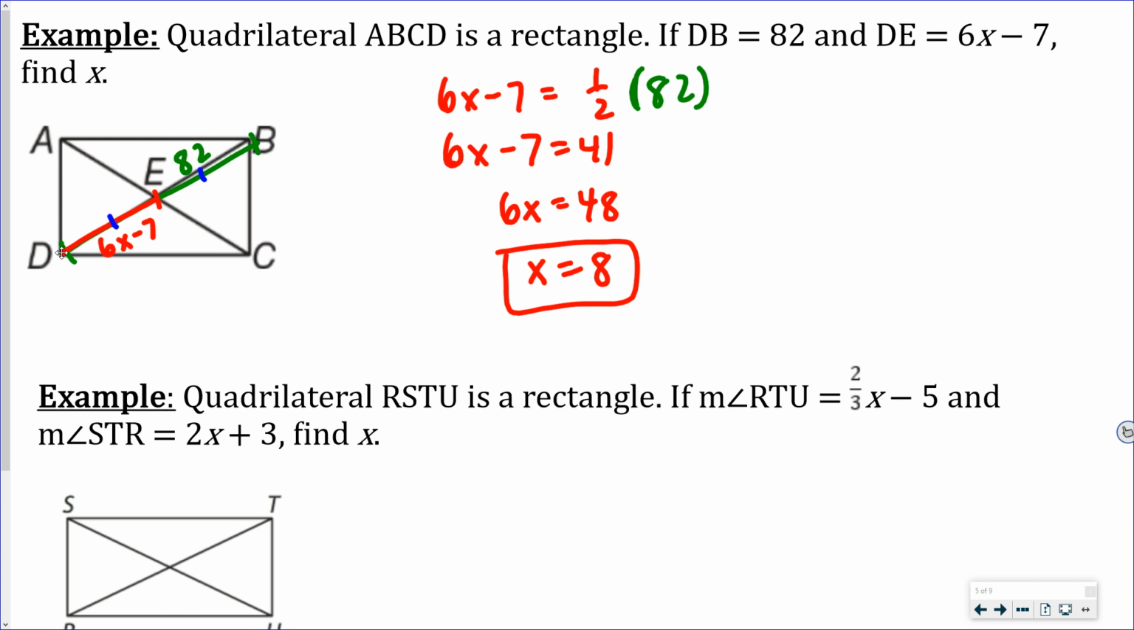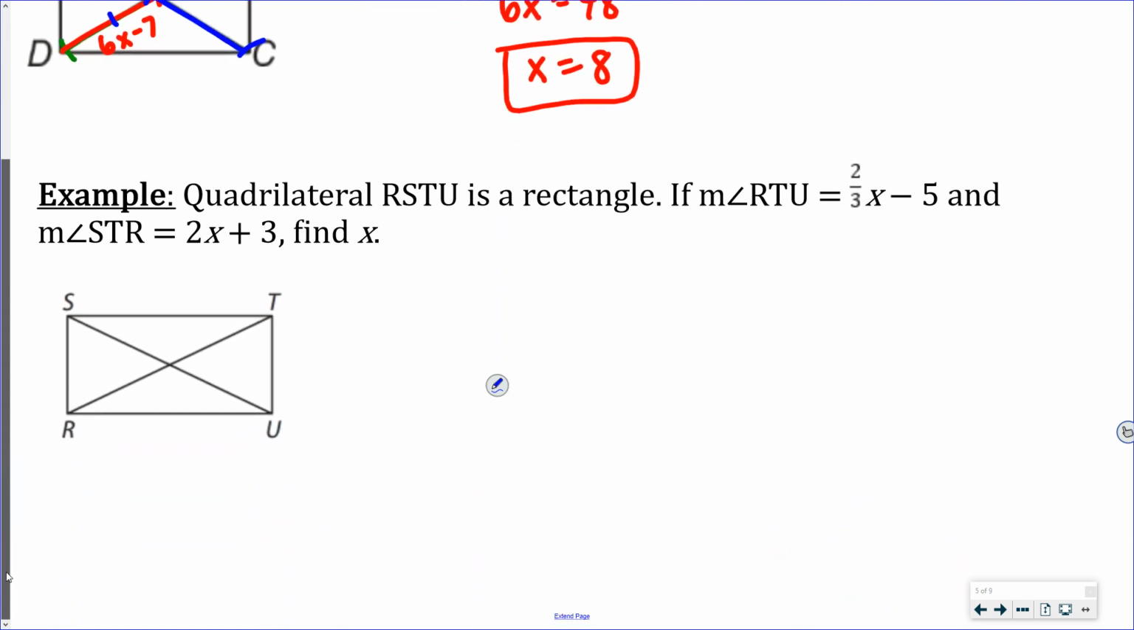All right, so let me ask you this question. What would the length of AC be? Yes, 82. Diagonals are the same length. So what would EC be? 41. Half of it. Bisects it. Okay? All right, let's move on to some angles. Ooh, look, I threw a fraction in here for you guys. That's a promise.